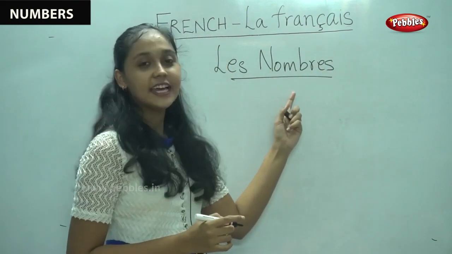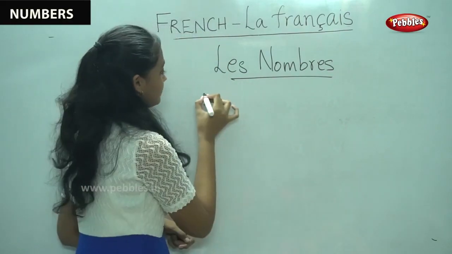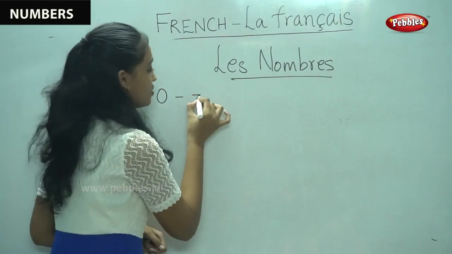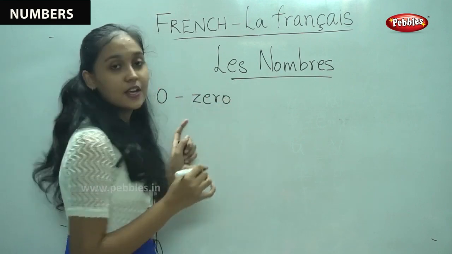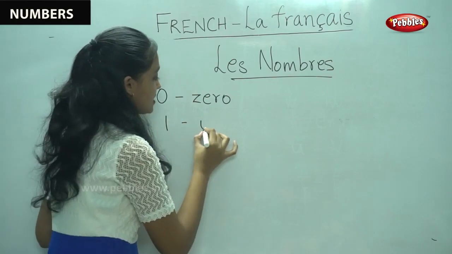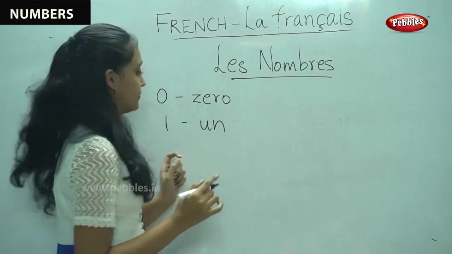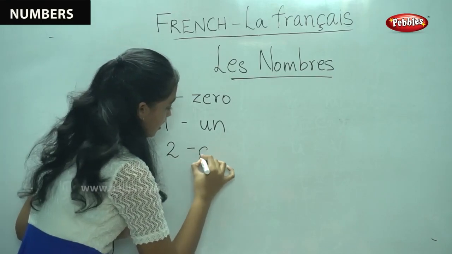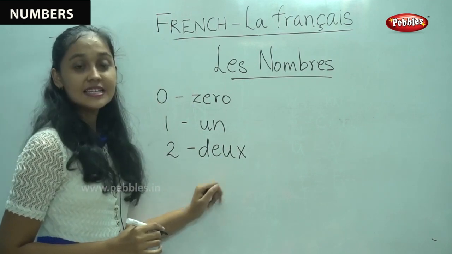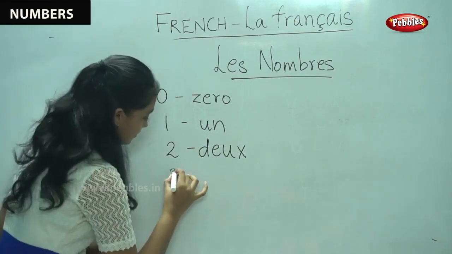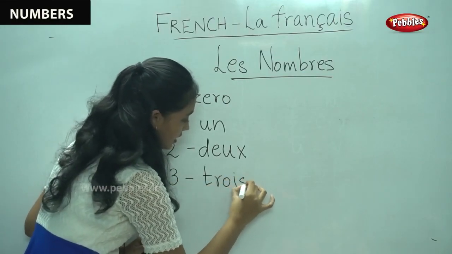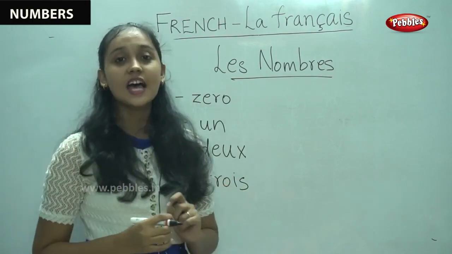Les nombres. It means numbers. Let us begin with 0. The number 0 is pronounced as zéro. The number 1 is pronounced as un. The number 2 is pronounced as deux. The number 3 is pronounced as trois.